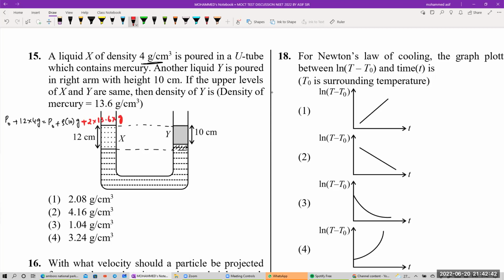So another liquid of Y is being poured into right arm with a height of 10 centimeters. If the upper level of X and Y are same, then the density of Y will be equal to your same part. यानी इन दोनों को equate करना है basically. I hope everyone got an idea, isn't it?